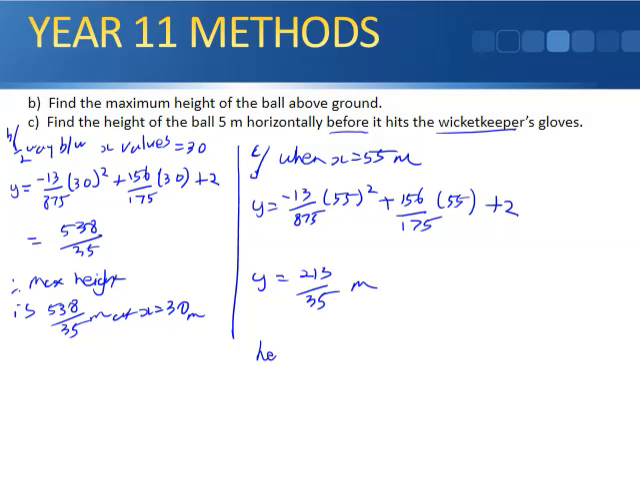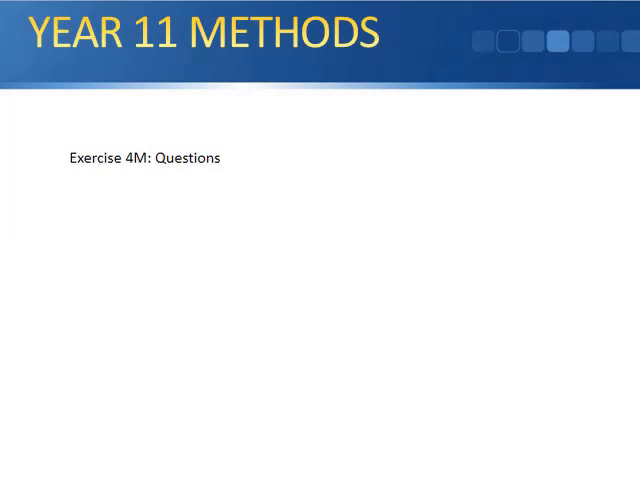So the height when x equals 55 metres is 213 divided by 35 metres. And that's your 4M questions.